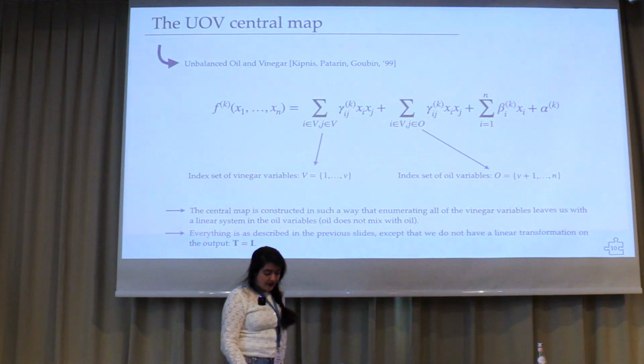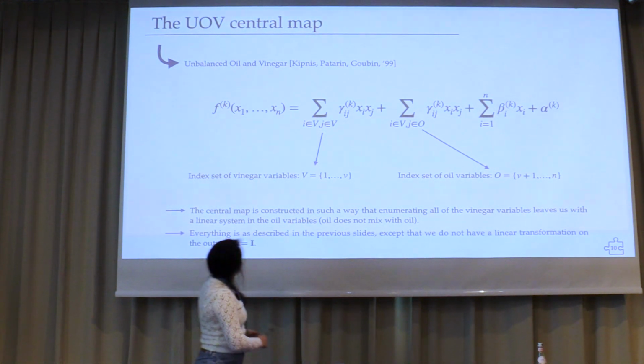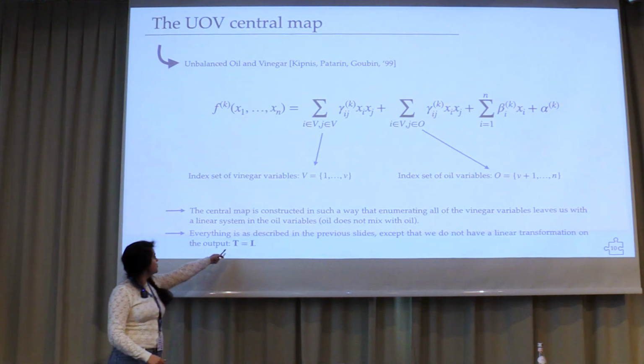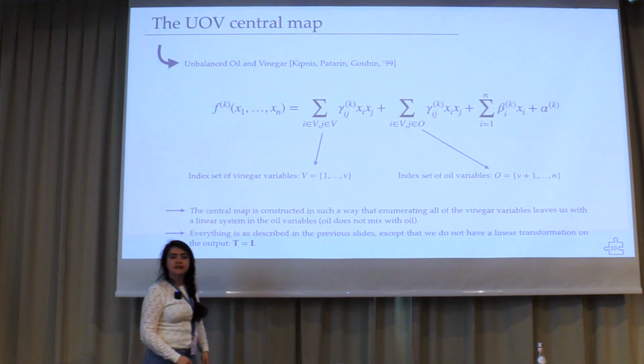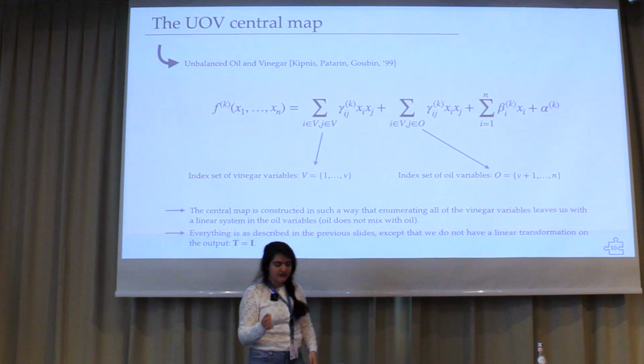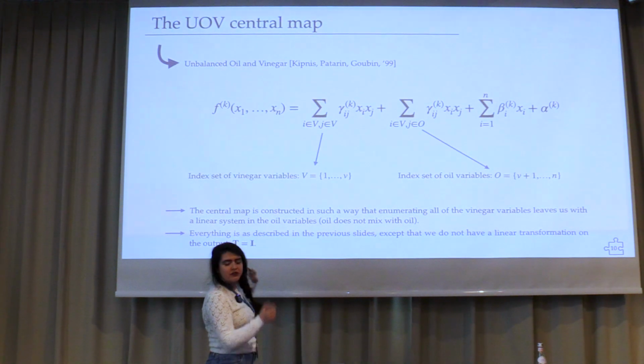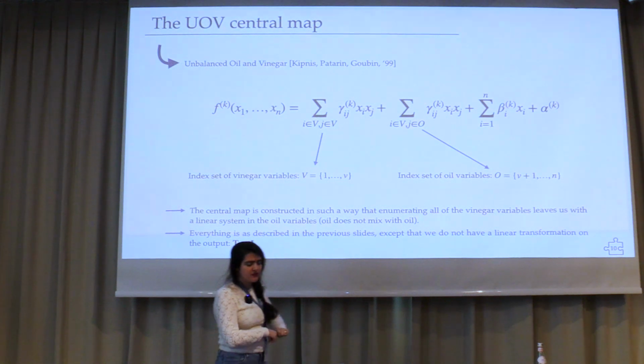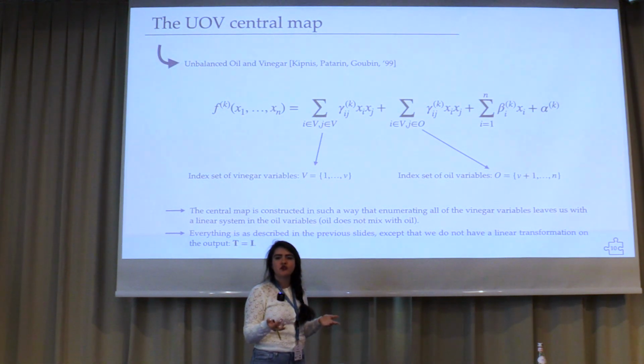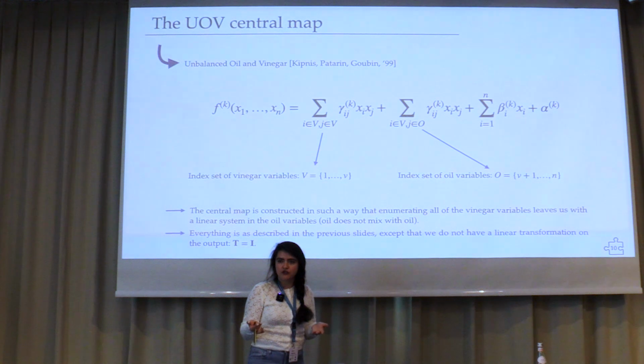And specifically in UOV, this transformation on the output doesn't exist. That is in general for trapdoor signatures, but for UOV it doesn't exist, as you will see better when I show you the matrix representation of this, because doing a transformation on the output doesn't do anything for the hardness of the problem, actually.